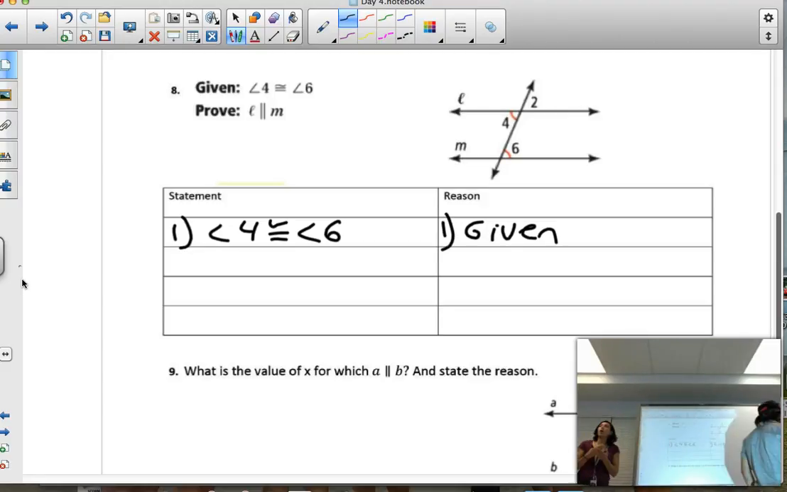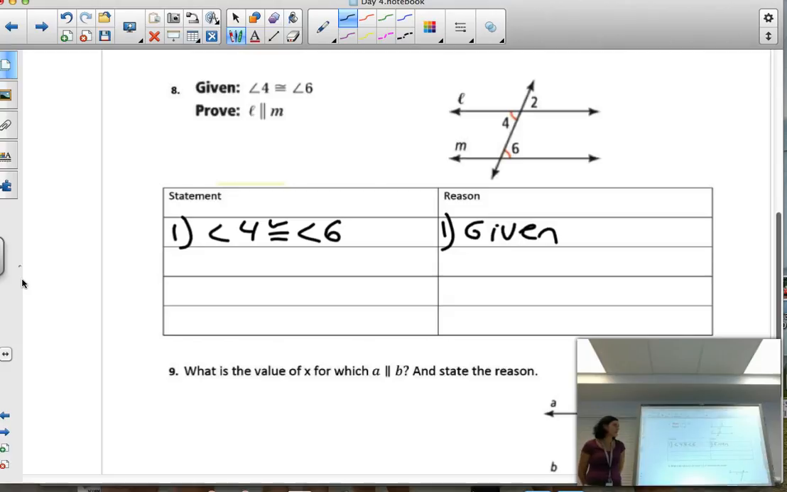All right, now remember, alternate interior angles, we can't use. We can't talk about that, because that's what we're proving. Okay, so if I look at this picture, what's something else you can tell me about this picture? I need another statement I can make about this picture.